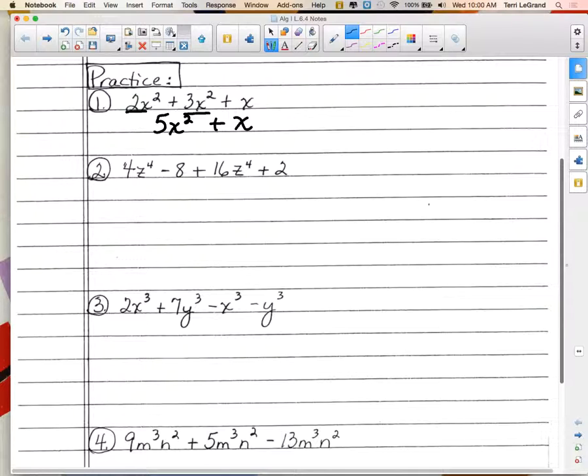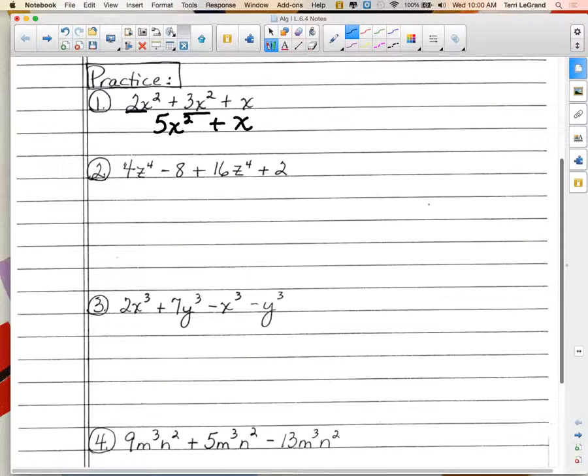Can anything else be combined, added together? No. So we do have a 2-term polynomial now, which makes it binomial, and it is degree 2, which makes it quadratic. And is it in standard form? Okay, because it's degree 2, 1, 2 is bigger than 1.